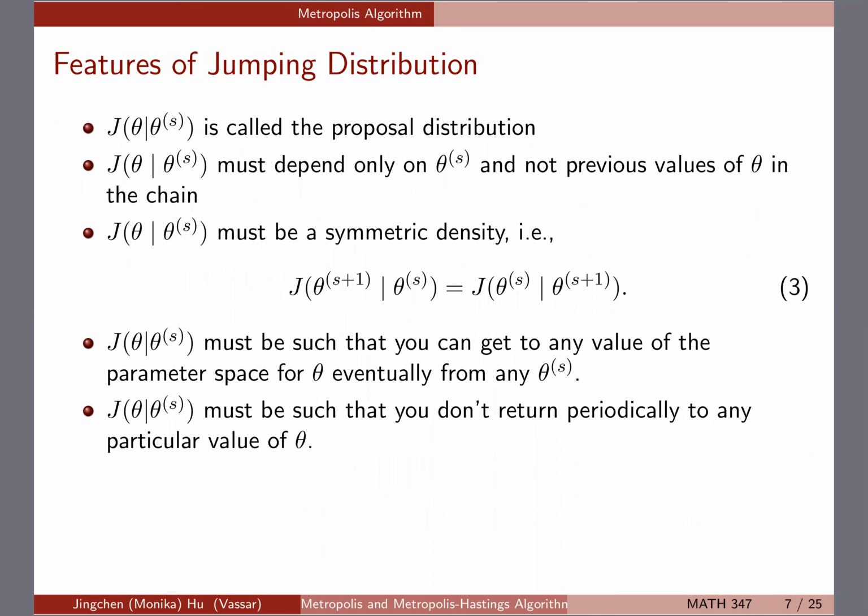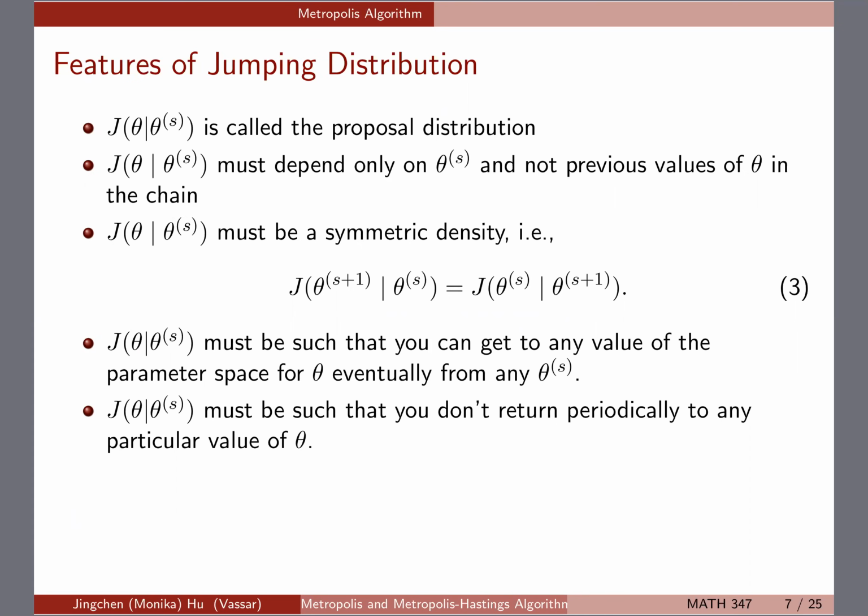Another thing about this jumping distribution J is that it must be possible to get to any value of the parameter space for theta from any theta S. This is pretty vague, but it's telling you that your jumping distribution should be flexible, so that you don't get stuck in one place and will be able to fully explore the parameter space. Lastly, this is also pretty vague: it must be such that you don't return periodically to any particular value of theta, so you never go into a crazy loop and never get out.